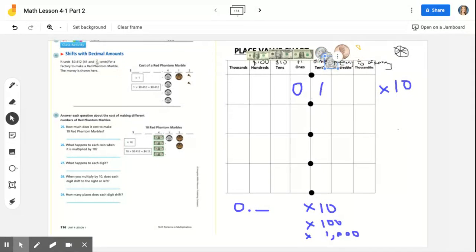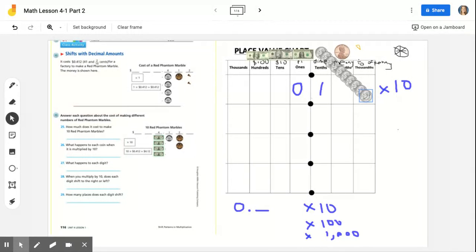One, 2, 3, 4, 5, 6, 7, 8, 9, 10. Okay, and then we're going to write our answer on the next line. So 1/10 times 10 gives us what amount in terms of currency.